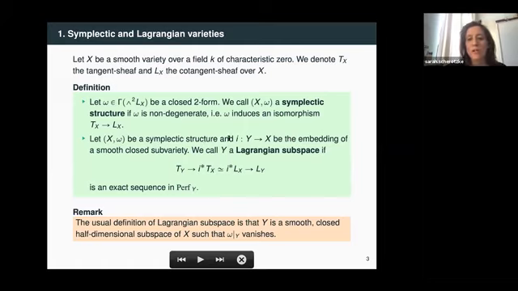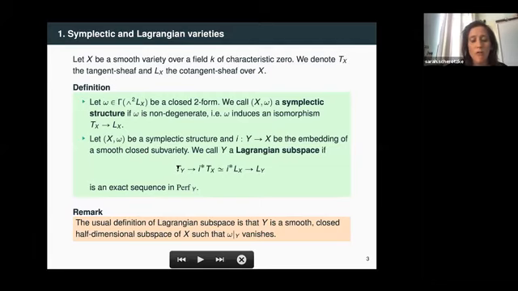So if we have a symplectic space X, together with a symplectic form omega, then we can also define what a Lagrangian subspace is. This is a closed embedding of a smooth and closed subvariety Y into X. And we call Y a Lagrangian subspace if the following sequence is an exact sequence.